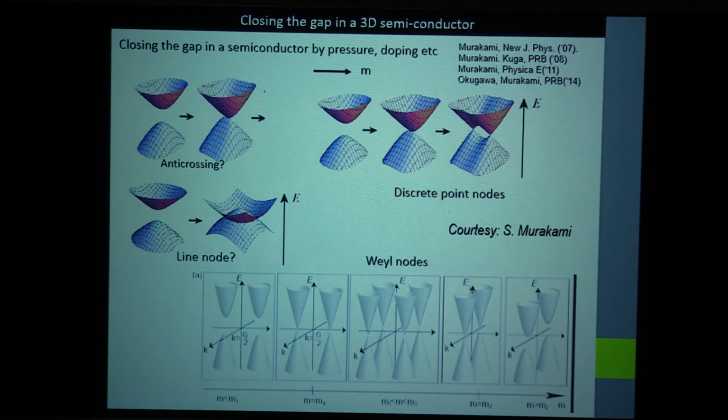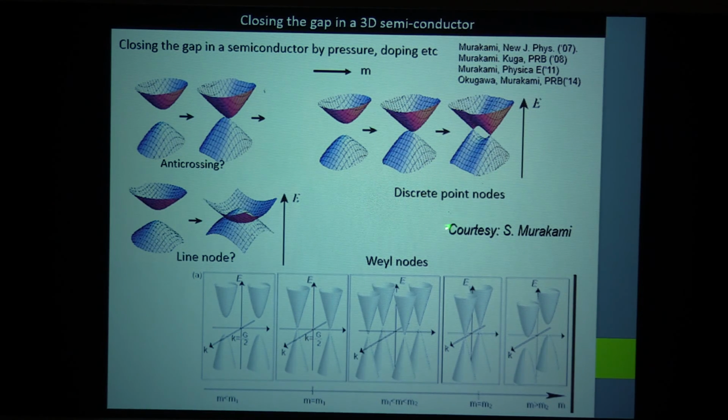The three would be the following. It could be anti-crossing, because bands just do not like to close, and so they could try to avoid each other. So that would lead to anti-crossing. Nothing interesting happens. The two interesting cases are when you have a line node, where you have a node of zero energy encircling the extrema. Actually, there are very few examples, but it's again an area that is rapidly evolving.